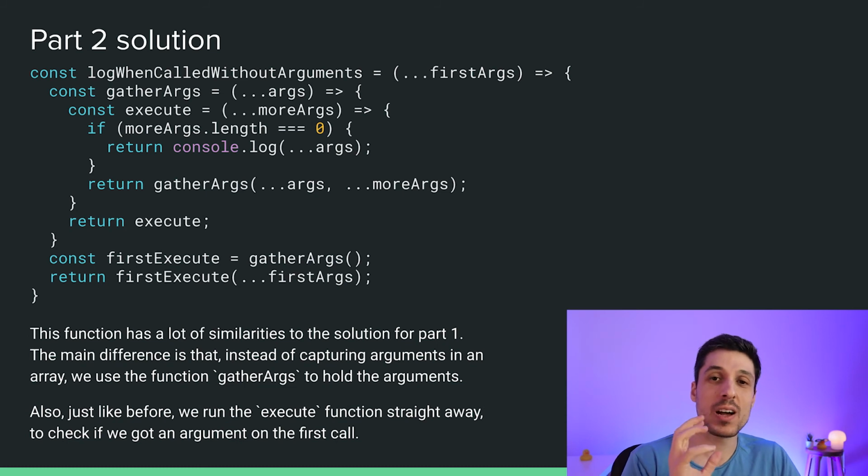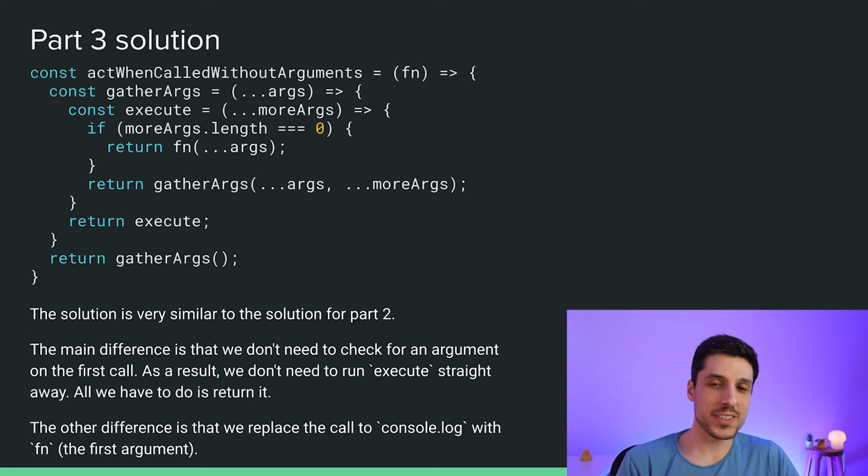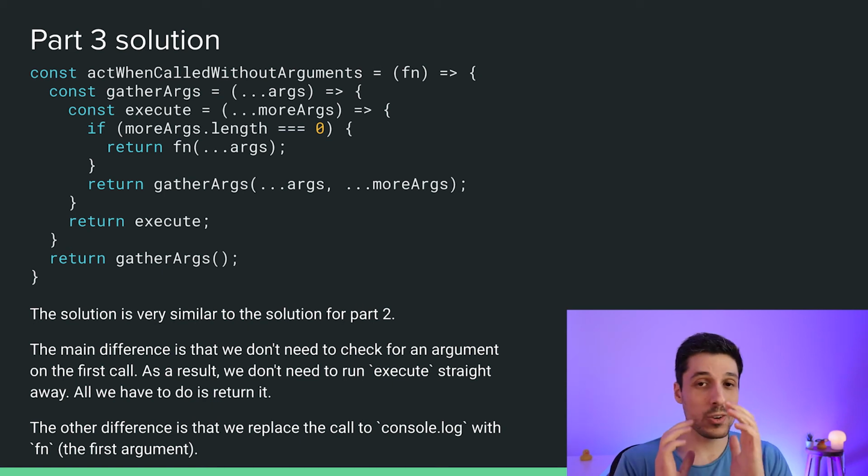And finally, we have the solution for part 3. So here it is. Hopefully you can see the code on the screen. And it's fairly simple. In fact, to me, it actually looks simpler than the solution to part 2, right? Because we know we're going to have a first argument. So we don't need to run our execute function right away to see if we've had the first argument or not. We always will, so we don't need to go through the process of calling gatherArgs and then execute and then returning that. So in my opinion, it makes it a little bit easier.